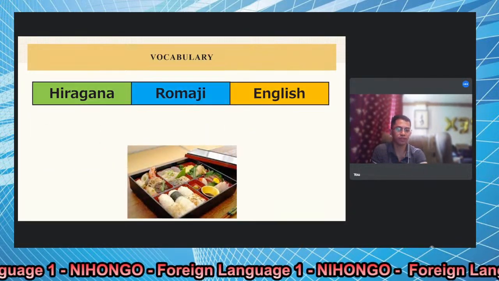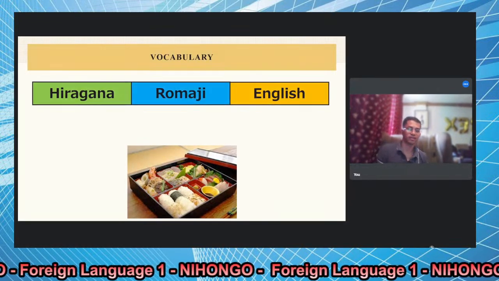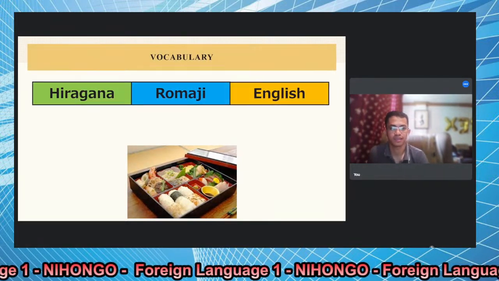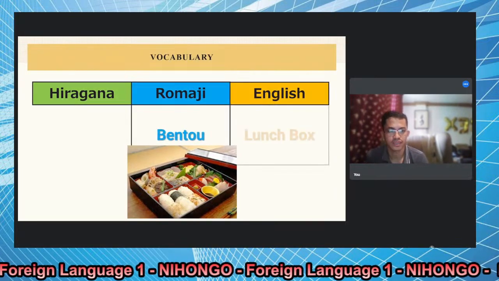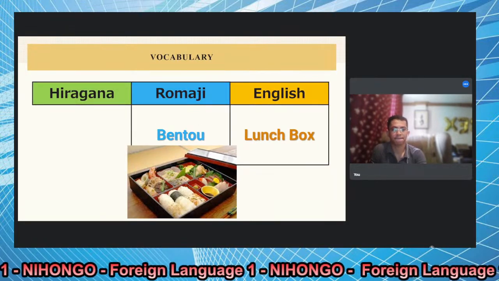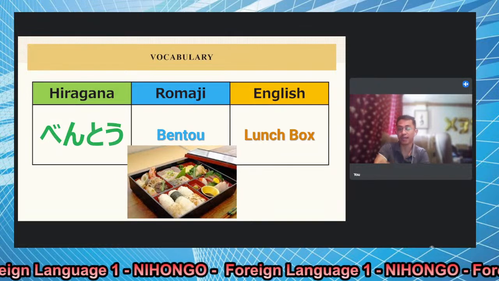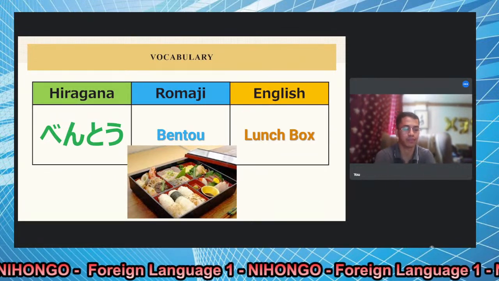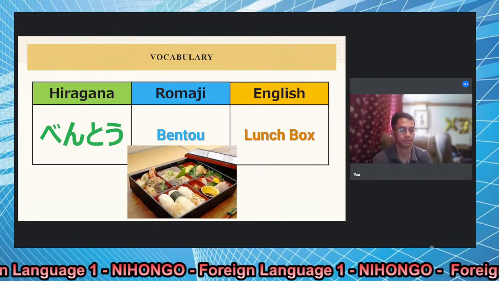O ito, alam niyo to. Sa mga Japanese restaurant. Okay? So this is bento. Bento is lunchbox in English. And it is written as he plus tenten, that becomes be, n, to, u. Bento. Okay?